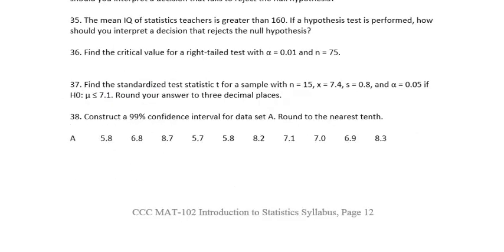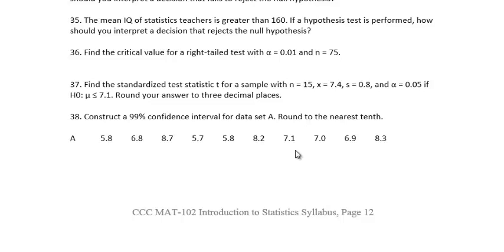Next question is question number 38, and we're asked to construct a 99% confidence interval for dataset A. In other words, based on these 10 results, how confident can we be that the real mean, that the real average of any particular population, is within a particular framework? Now, the way to do this would really be kind of cumbersome to do by hand, and the first thing you need to do is figure out the average.